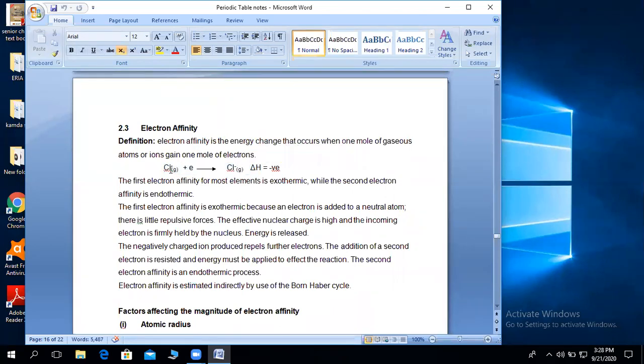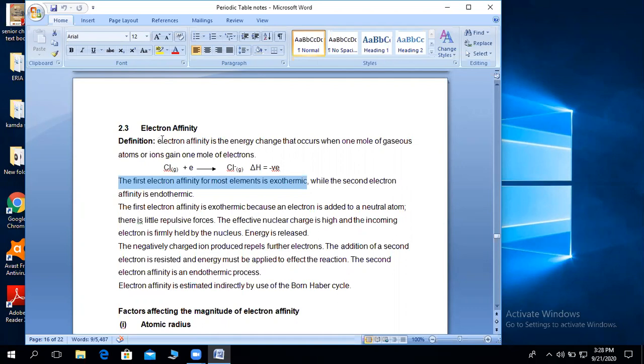But remember that the atom or the ion to which the electron is being added must be in gaseous state. It must be in gaseous state. Likewise, the ion that is formed. Now, this is very important. In case you photocopy your notes, you need to underline this. The first electron affinity of the element is always exothermic. And when I say exothermic, it means it gives out heat.